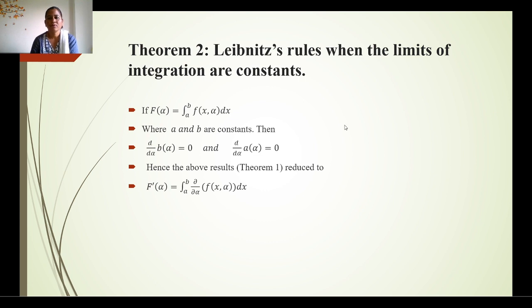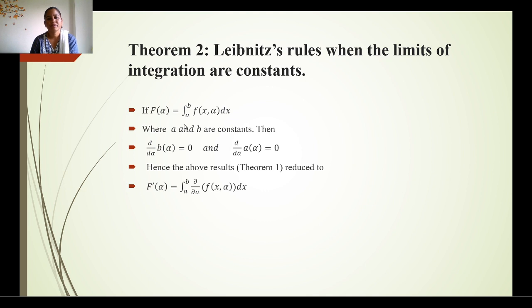So next we move on to theorem number 2. In theorem number 2, Leibniz rule when the limits of integration are constants. In the previous theorem, the limits of integration are functions of alpha, variable limits. Here the limits of integration are constant. We know that the derivative of a constant is 0. Then we move on to the proof of the theorem.